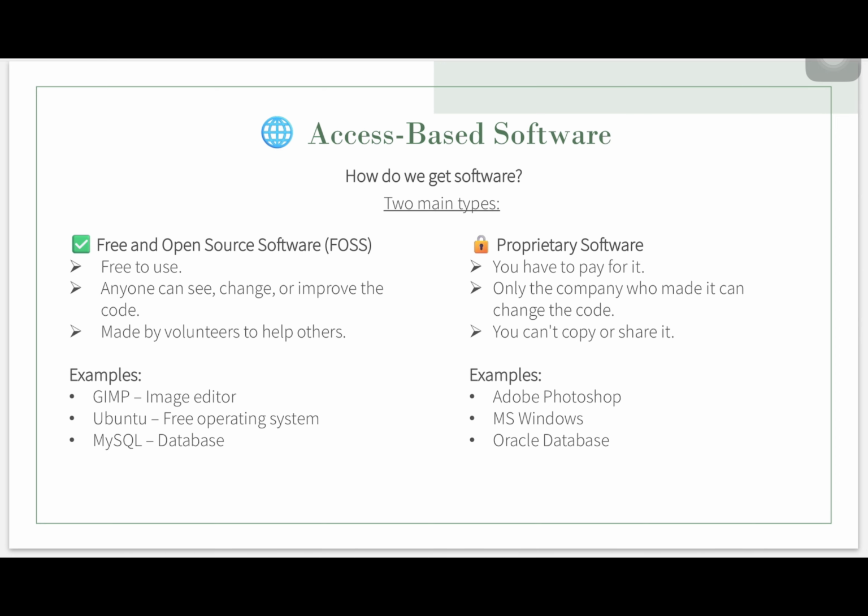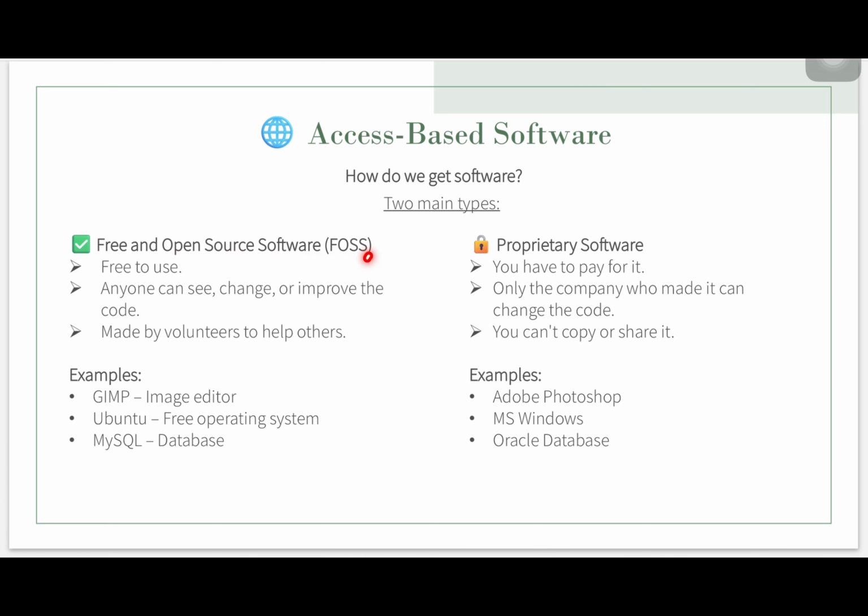What is meant by access based software? How do we get software? There are two types of software. The first one is free, and the second one is provided software, which in simple language we can say paid software. Correct. These are free software and these are paid software. Now we will see free software first. Free software, also known as open source software.